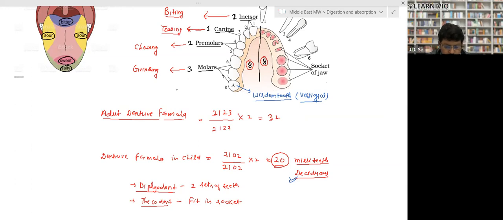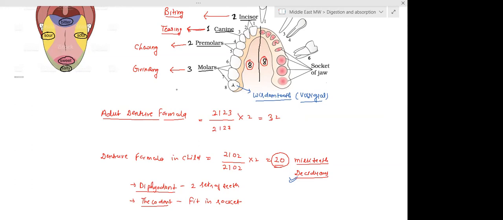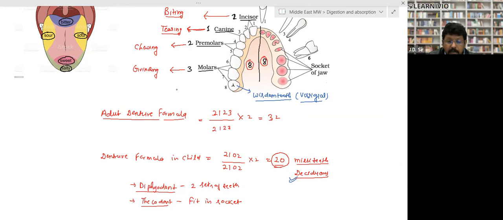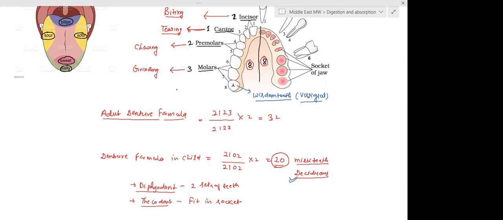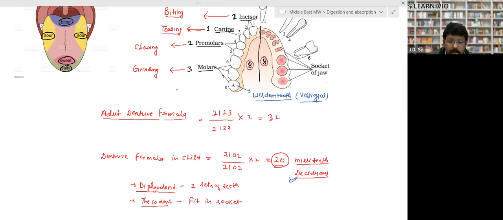Next point. Vestigial. So what's after VES? VESTI, VESTIGIAL. Vestigial. Next point.